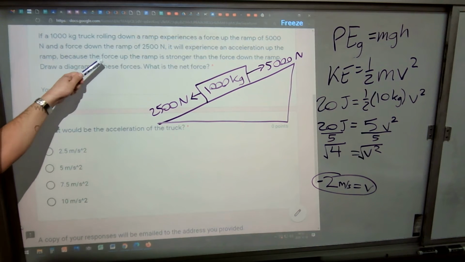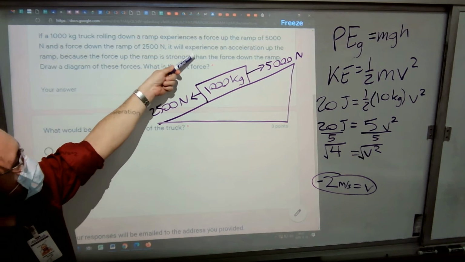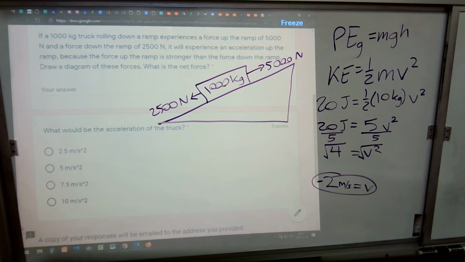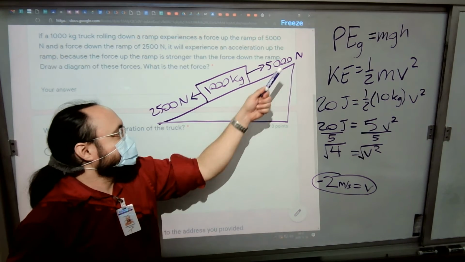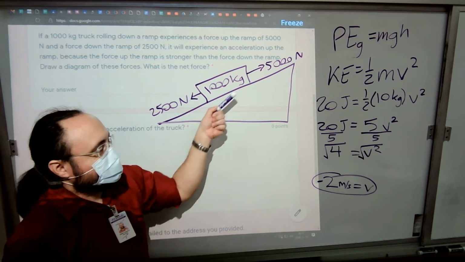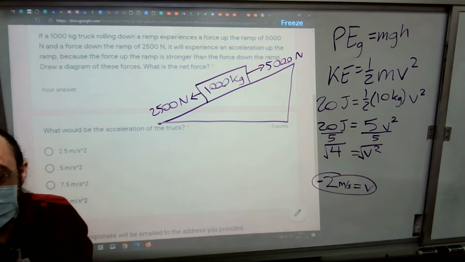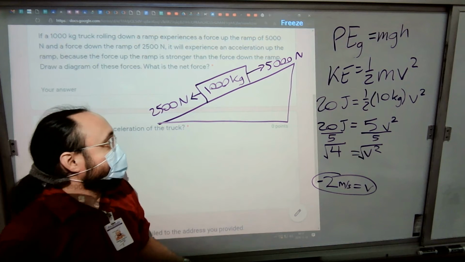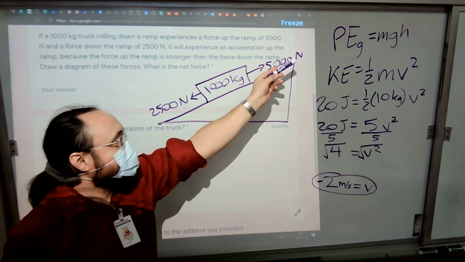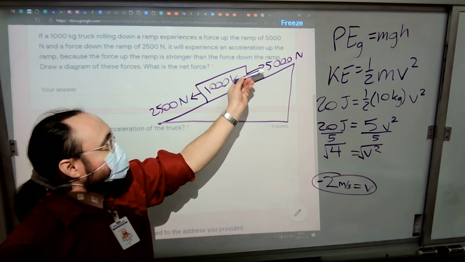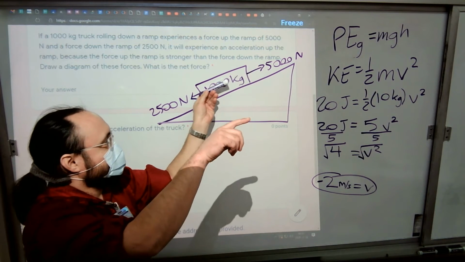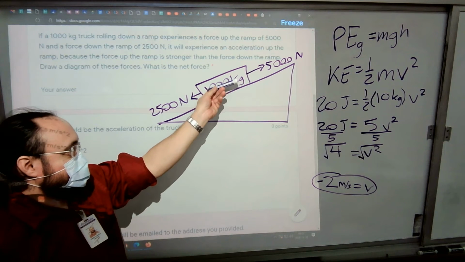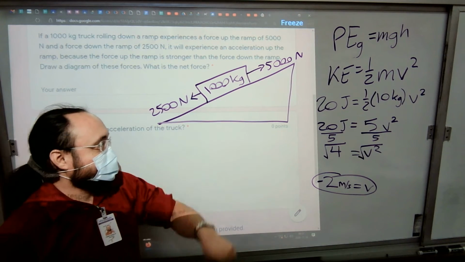It kind of tells me part of the answer there. It will experience an acceleration up the ramp because the force up the ramp is stronger than the force down the ramp. 5,000 is bigger than 2,500, so it'll accelerate up the ramp. That doesn't necessarily mean that it's stopped and it's going to speed up that way. It could be already moving this way and speed up, or it could be rolling down the ramp and accelerating up the ramp would mean that it would slow down and stop. If it slows down this way, that means it's accelerating that way.